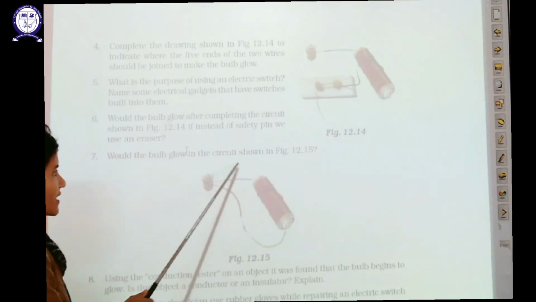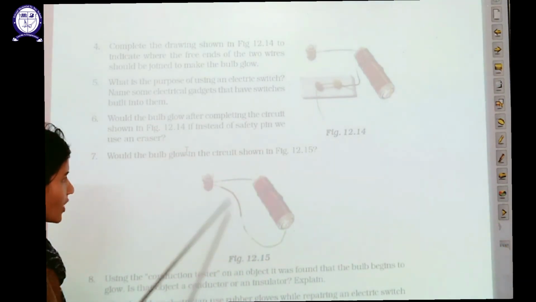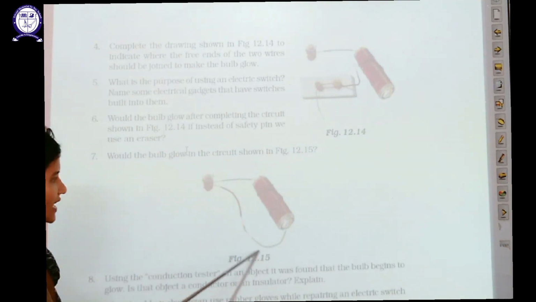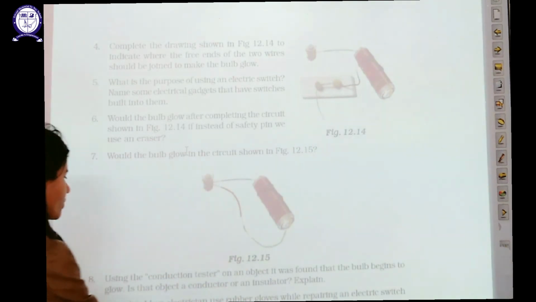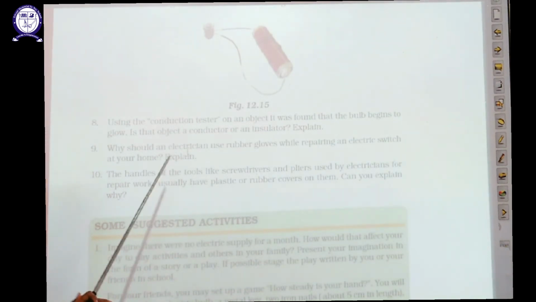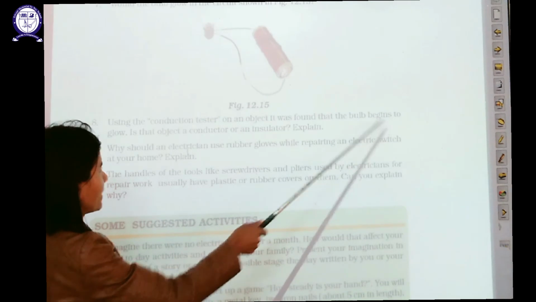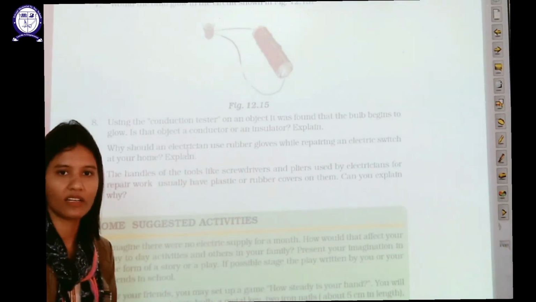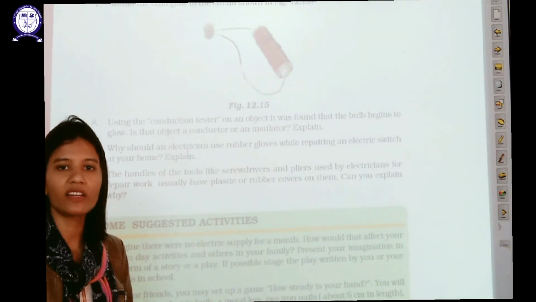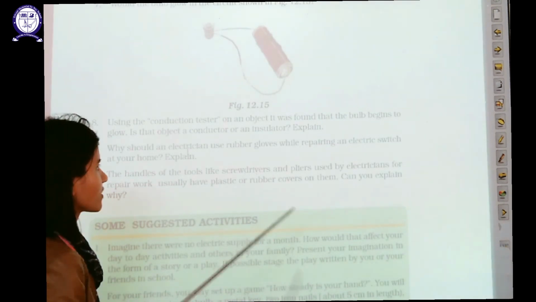Would the bulb glow in circuit in figure 12.15? No, it will not glow, because wiring is not proper, as you can see that. Here is the second terminal of the bulb. Because the wiring is not proper, so your bulb will not glow. Now, using the conduction tester of an object, it was found that the bulb began to glow. Is that object is a conductor or insulator? Obviously, it's conductor, because conductor are electricity friendly. They will allow electricity to flow. So, that's why bulb is glowing.